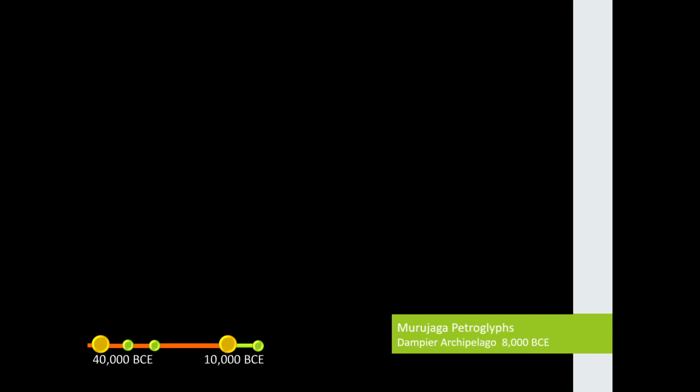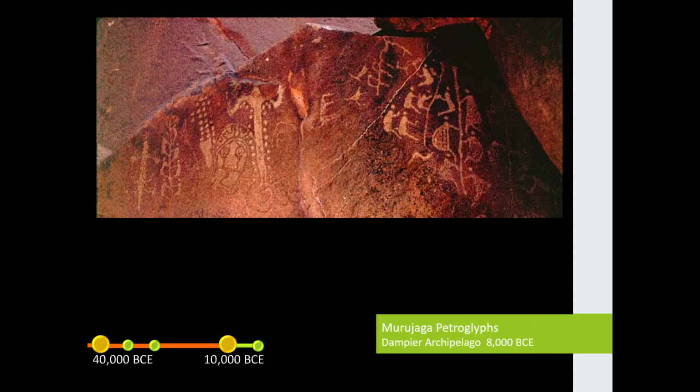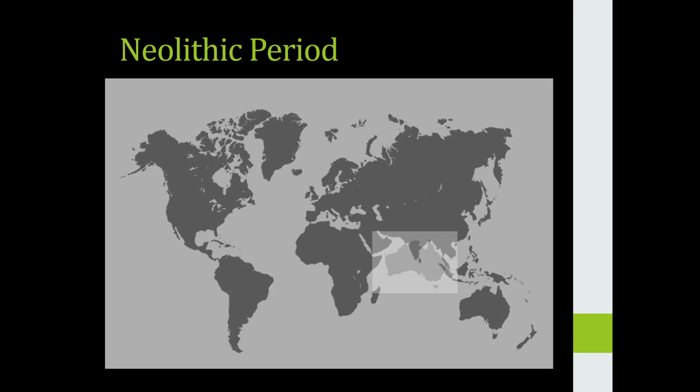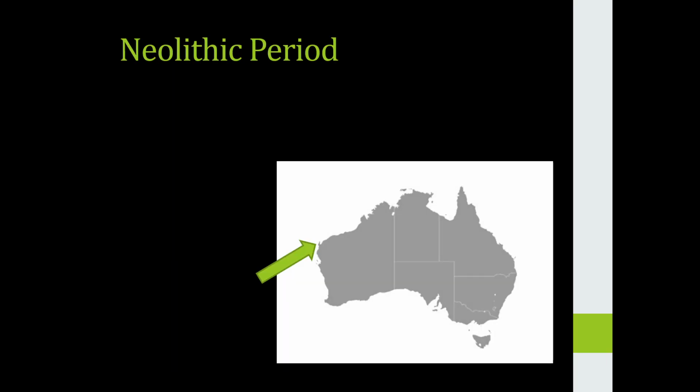Now, in the Neolithic period, you're going to find objects that are still somewhat connected to the Paleolithic period. These are some of the carvings. And a carving on stone is what we call a petroglyph. So a petroglyph is a rock carving. And this one is from this archipelago right here on the western side of Australia.